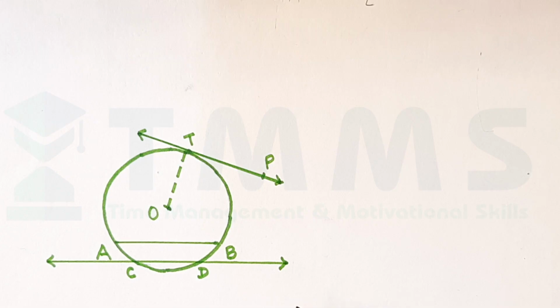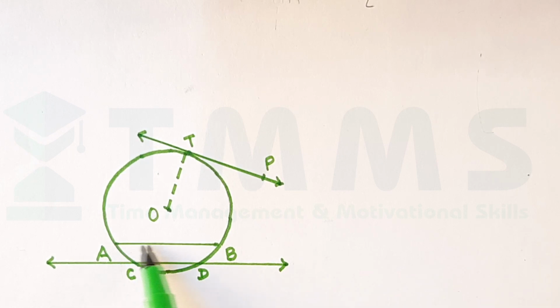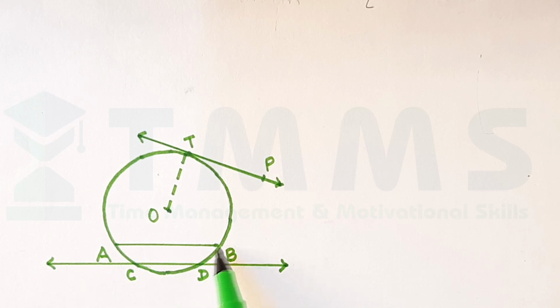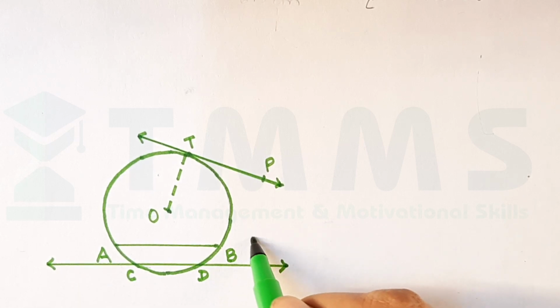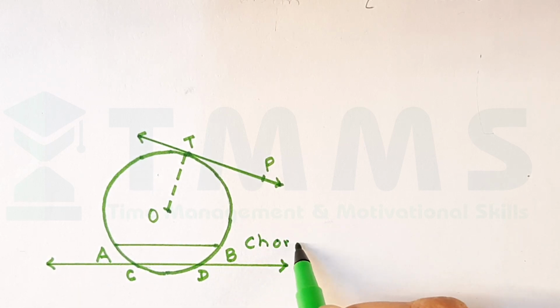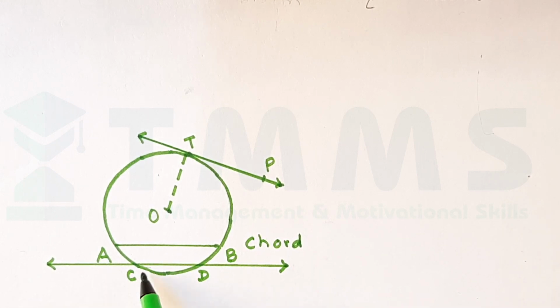Let us start with the basics. If we have a circle with its center O, and if we have any 2 points on the circumference of the circle, when we join these 2 points A and B, what we get is a chord. And if we have a line which cuts the circle into 2 points like C and D, so CD becomes a secant.